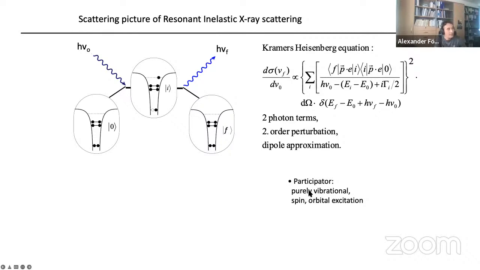That's what one is calling a participator inelastic scattering process. We can also have a spectator process where we start from the ground state, we go core ionized into intermediate, and then we end up, because the electron we had lifted up doesn't decay, but another electron decays, and nominally we end up in an electron hole pair. This is what we call typically fluorescence or X-ray emission.